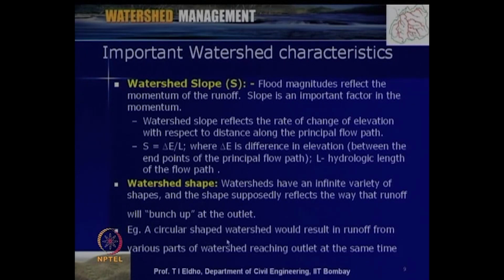For example, a circular shaped watershed would result in the runoff from various parts of the watershed reaching the outlet at the same time. So, the shape is very important, whether it is somewhat circular type, broad type, rectangular type, square type, or narrow elongated type. Especially when we are going for watershed modeling, the runoff process, for example the time of concentration, or the total runoff will vary according to the shape of the watershed.